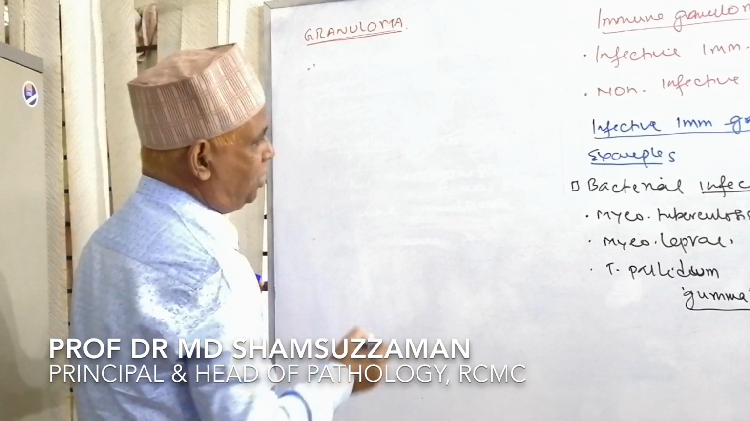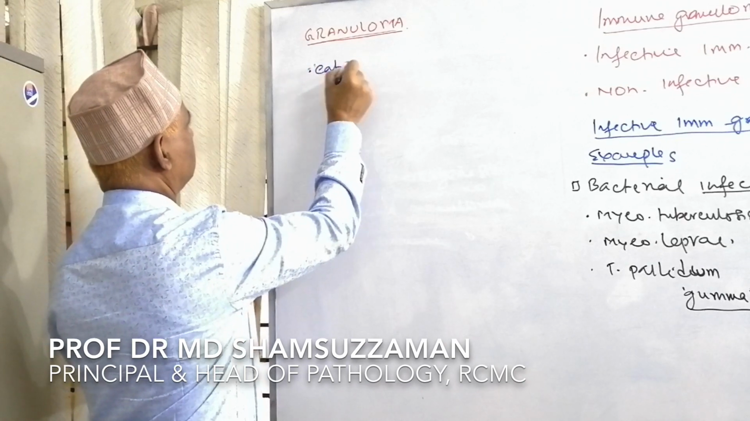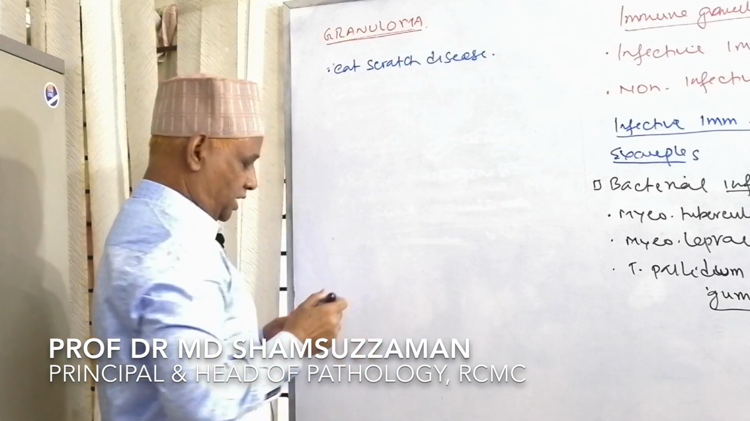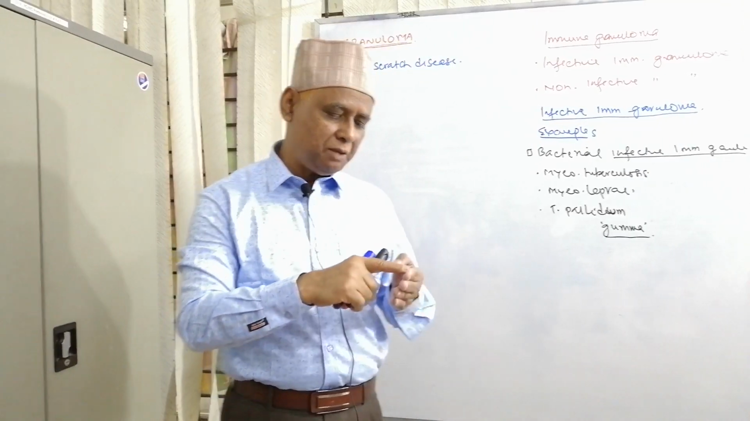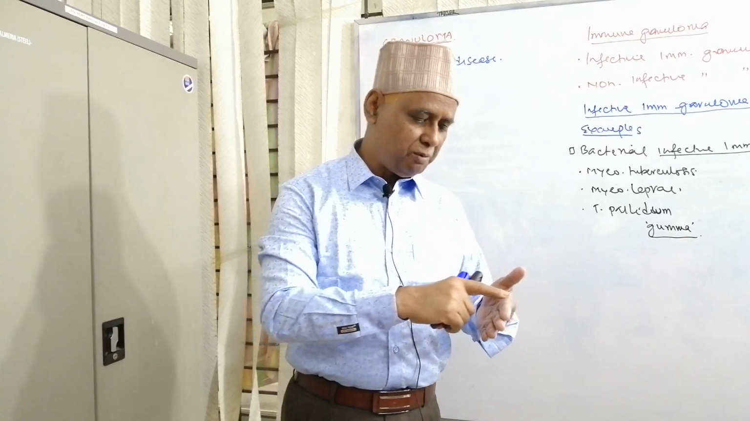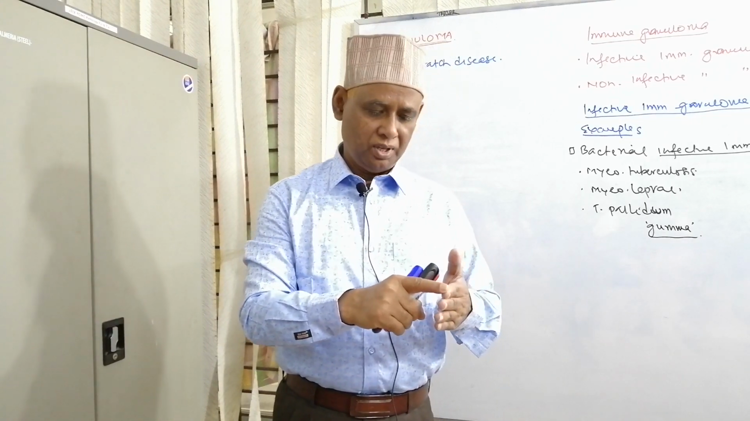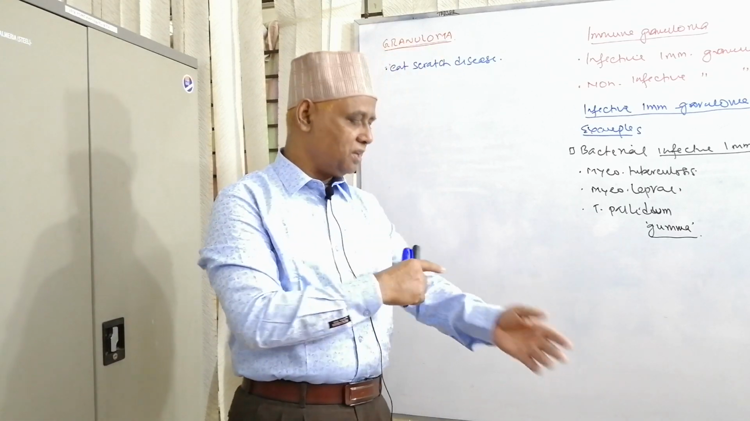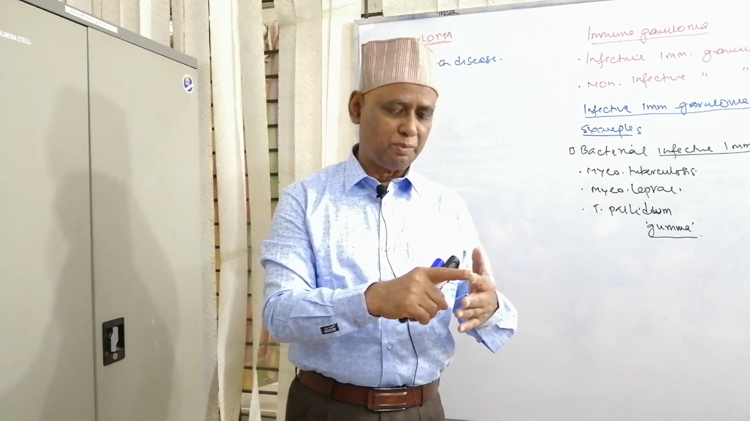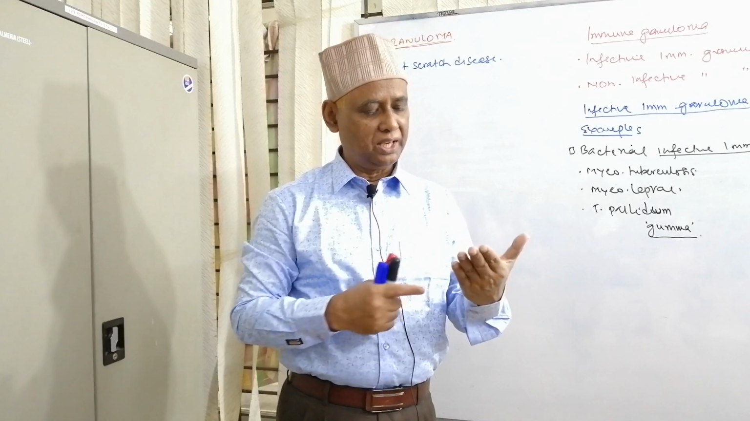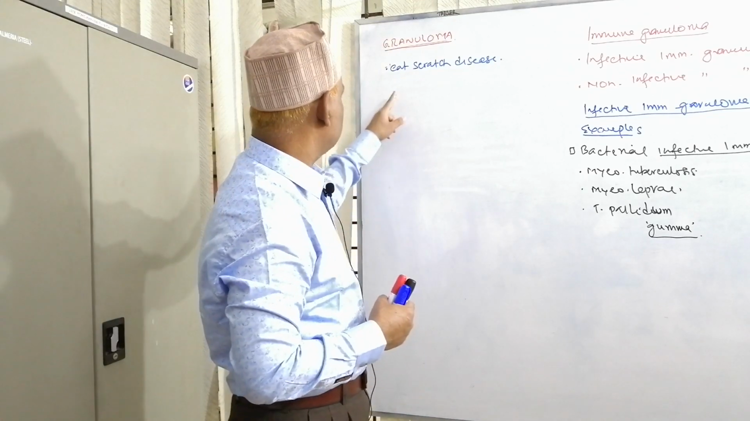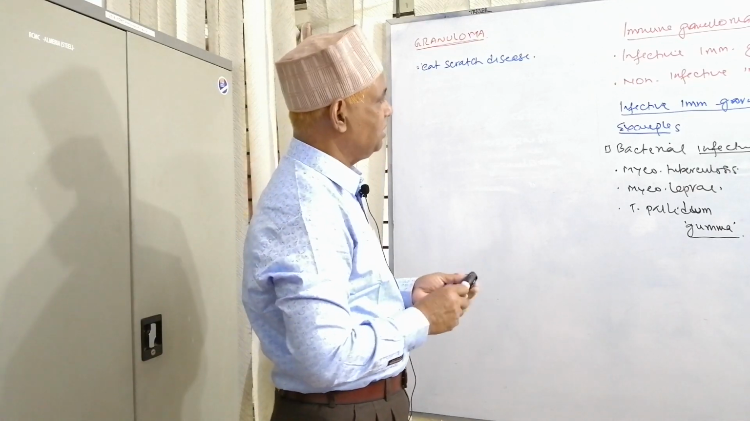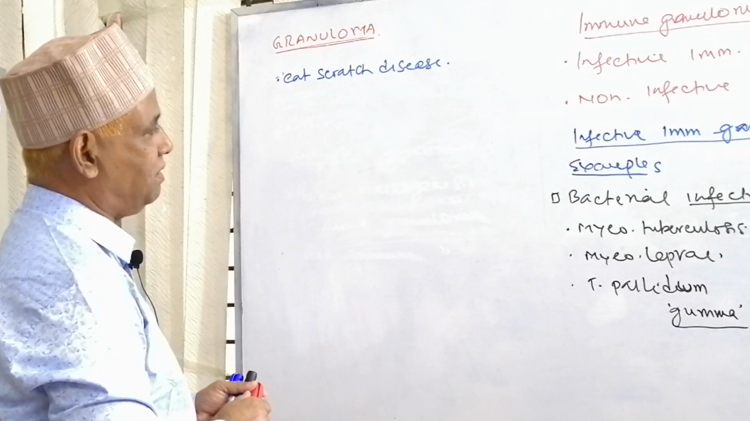Another bacterial infective immune granuloma is cat scratch disease. Dear audience, if a cat scratches the tip of the finger or the hand, there will be formation of granuloma at the site of scratching or at the draining lymph node. If we do histopathology of the scratched area or the draining lymph node, we can get granuloma. This is granuloma in cat scratch disease. It is caused by a gram-negative bacillus. So these are the examples of bacterial infective granuloma.